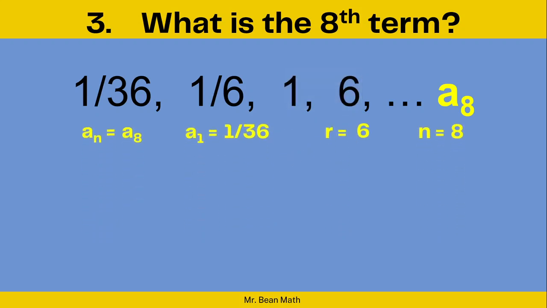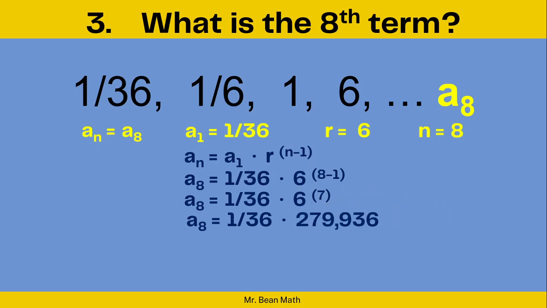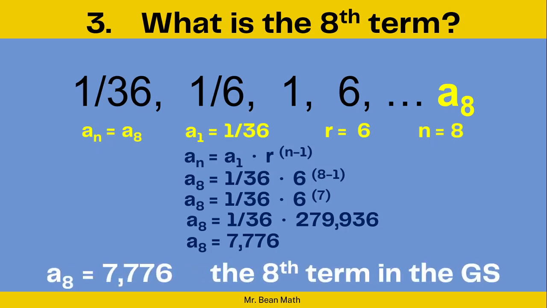Now, let's substitute the terms to our given formula. a sub 8 is equal to 1 over 36 times 6 raised to the quantity 8 minus 1. Subtract 8 minus 1 is equal to 7. Then multiply 6, 7 times, and the answer is 279,936. Now, 1 over 36 times 279,936 is equal to 7,776. So therefore, 7,776 is the 8th term in the geometric sequence.